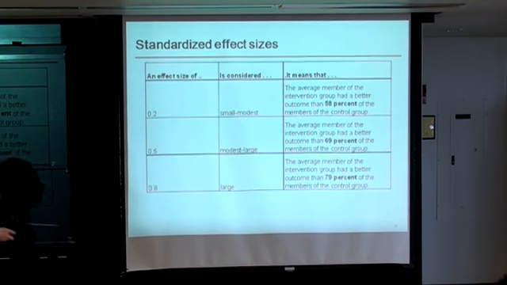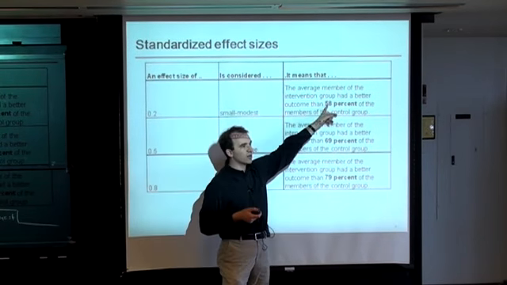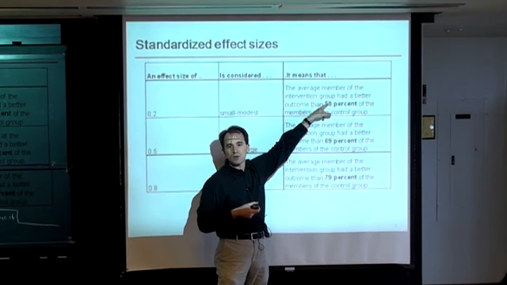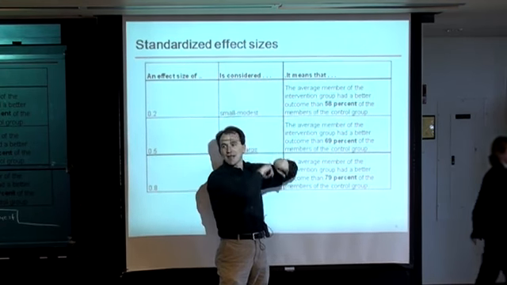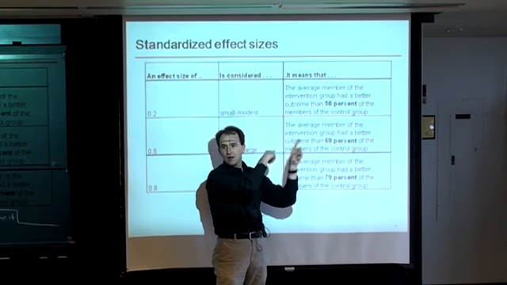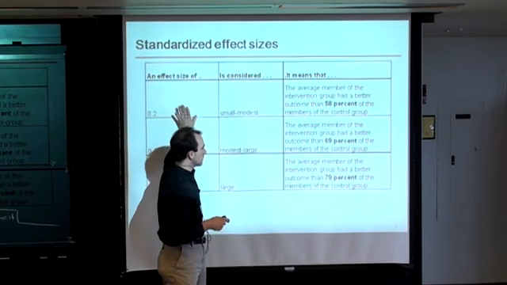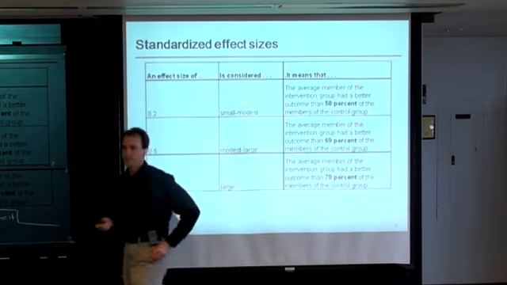So you can see that 0.2 would be pretty hard to detect. If the median person in the treatment group looks like the 58th percentile of the control group, that's a case where the distributions have a lot of overlap. And so this is going to be much harder to detect than the case where the overlap is much smaller.